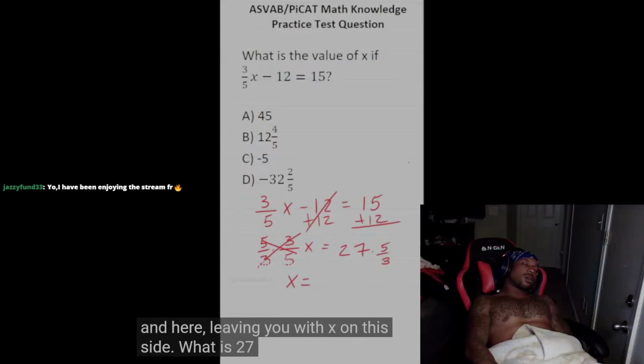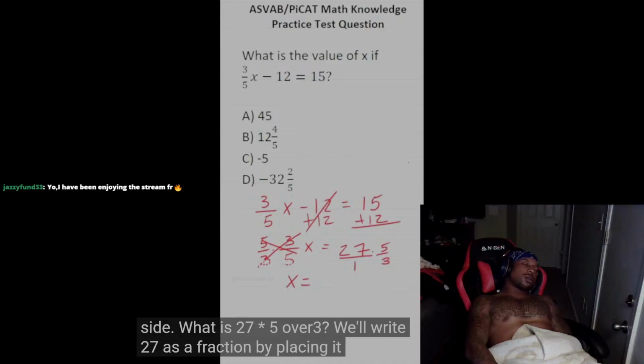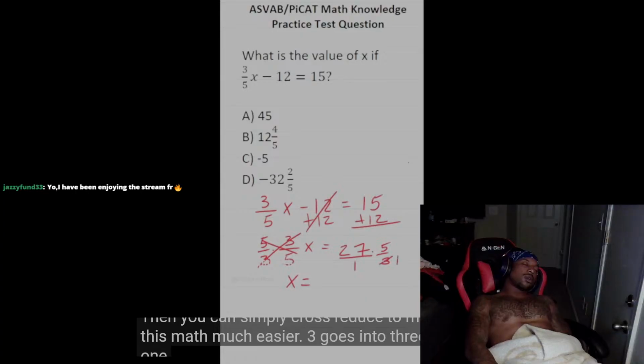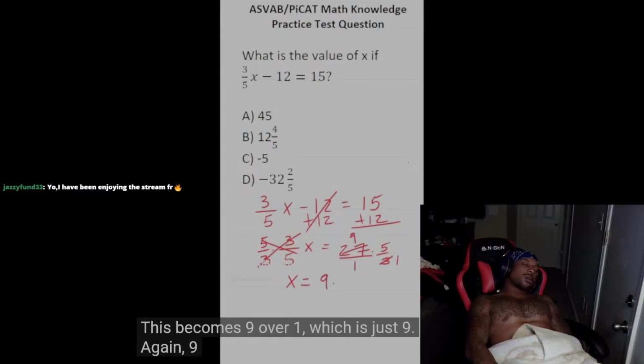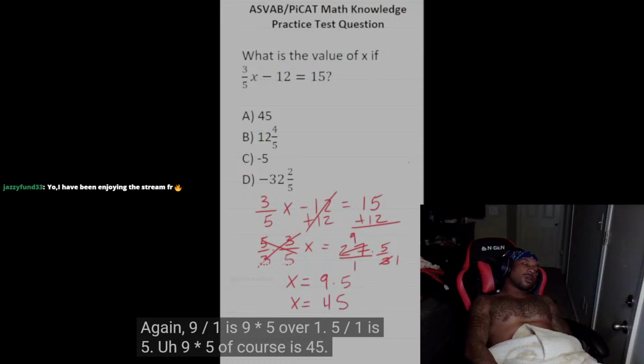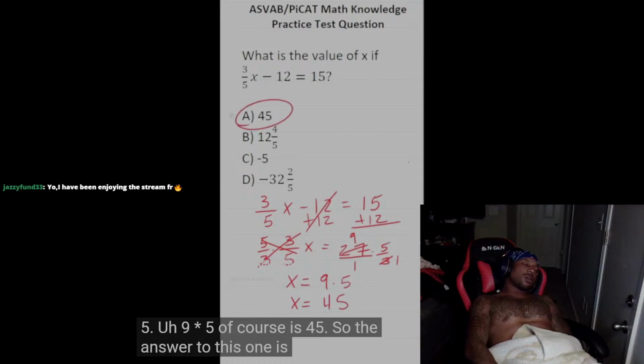What is 27 times 5/3? We'll write 27 as a fraction by placing it over 1. Then you can simply cross-reduce to make this math much easier. 3 goes into 3 one time, 3 goes into 27 9 times. This becomes 9/1, which is just 9. Again, 9 divided by 1 is 9, times 5/1. 5 divided by 1 is 5. 9 times 5, of course, is 45. So the answer to this one is A.